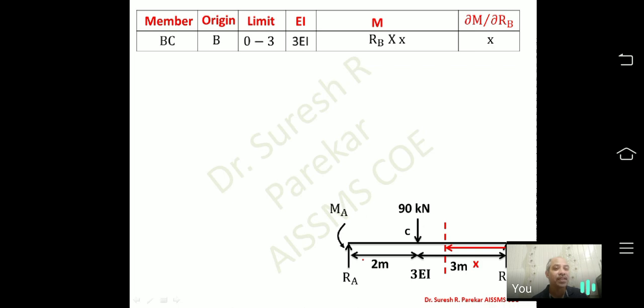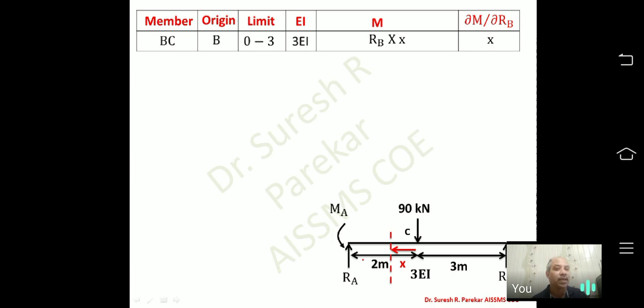Now this will be first, which will be between B to C. Now we have second portion, that is between C to B. Now C to B, where I am considering origin. Origin I am considering as C. So if I will consider origin from C, then what will be moment due to RB?